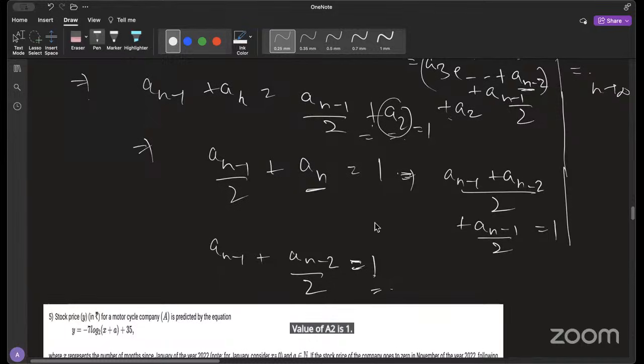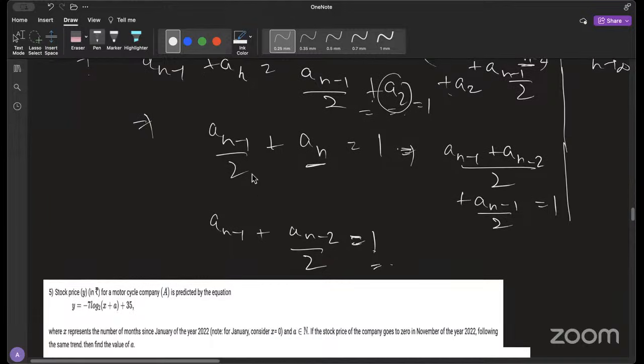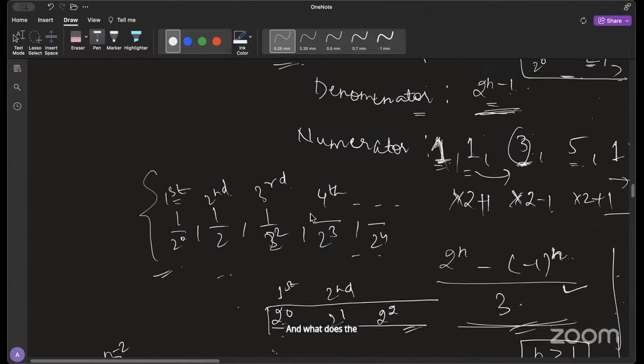an minus 1 upon 2 is a random term. So first you add this thing an. Let me just write it. an plus an minus 1 by 2 equals 1. Now you have an minus 1 and an minus 2 by 2. That means the term plus the previous term divided by 2 equals 1, okay? That's what the pattern says. That means you should have... And what does the option say?